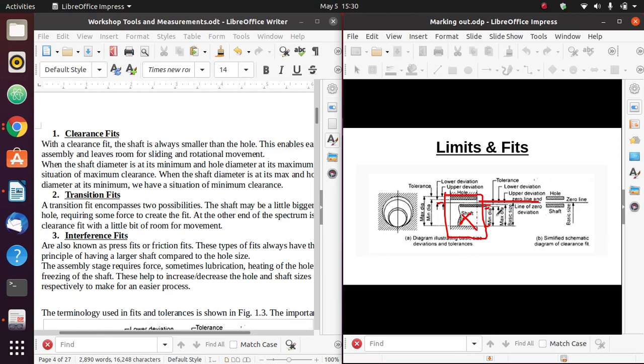So when we take the upper part of the shaft and that line, what we get is the upper deviation. When we take the inner part of the shaft and that zero line, what we get is the lower deviation.